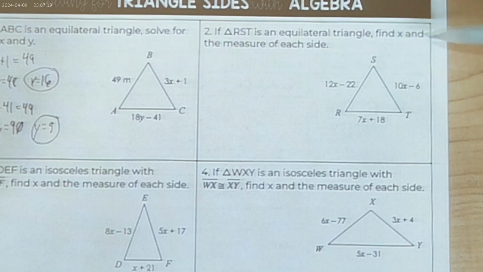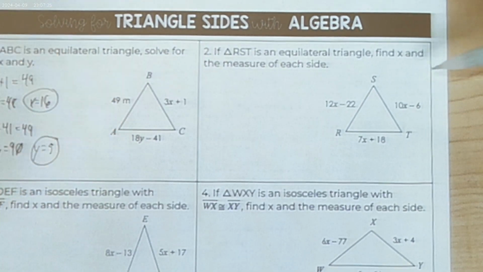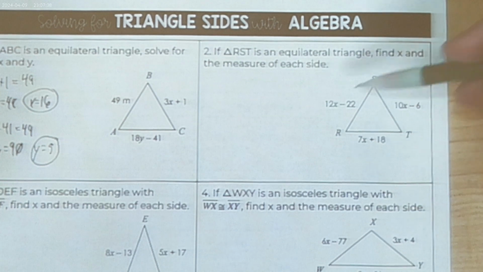So RST is an equilateral triangle. Find x and the measure of each side. What this means is we have to solve for x. So the thing is they're equilateral. So this is equal to this, which is equal to this. They all have the same variable, but thankfully they all have different values for that variable.